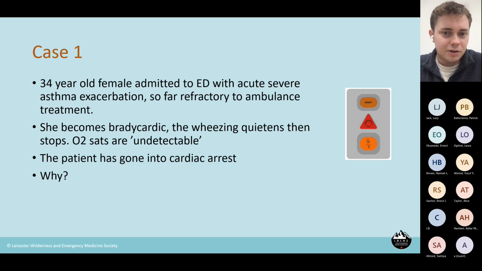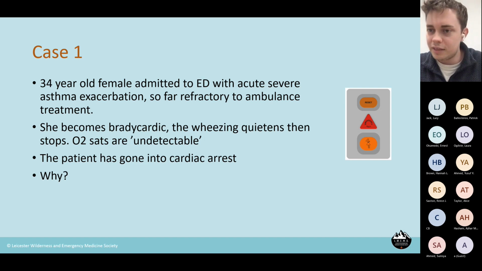Okay, so we're going to go through each one with a case background. So case 1: you've got a 34-year-old female who has been admitted into ED via the ambulance with an acute severe asthma exacerbation. So far, all the treatment she's been given has not worked. She's become bradycardic, the wheezing has quietened and then stopped, and the O2 sats trace just reads as undetectable. So the patient has gone into cardiac arrest. In this case, why has that happened?